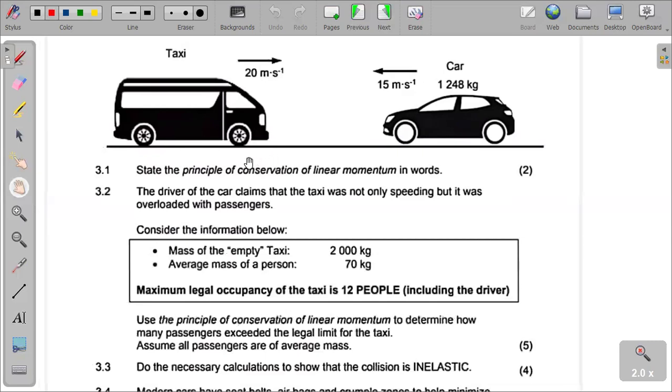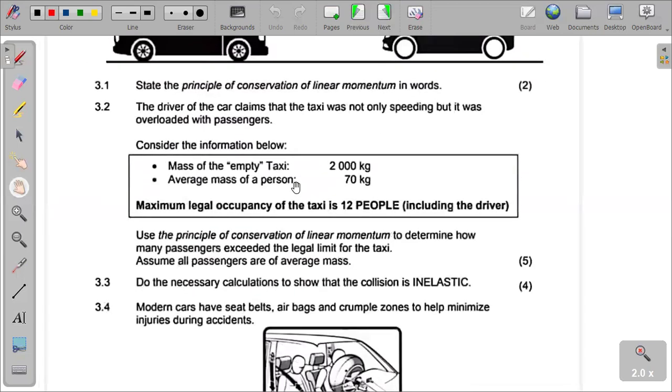The driver of the car claims that the taxi was not only speeding, but it was overloaded with passengers. Consider the information below. Mass of the empty taxi was 2,000 kg. Average mass of a person 70 kgs. Maximum legal occupants of the taxi is 12 people, including the driver. Right. Use the principle of conservation of linear momentum to determine how many passengers exceeded the legal limit for the taxi. Assume all passengers are of average mass.